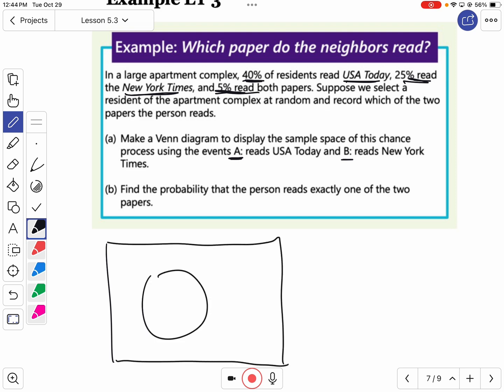Okay, so circle, circle, and then my 4 blanks. Okay, A, B. Right? The easiest number to put in first is which one? The both. Okay, the both. So we don't want to put that percent in. Let's put a decimal in. What would 5% be as a decimal? 0.05 goes right here.